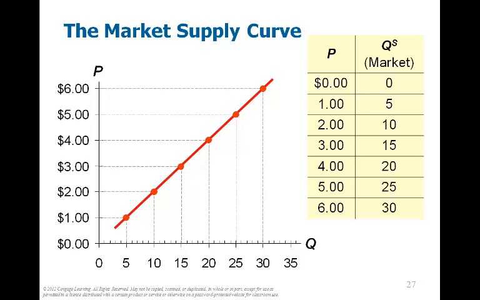So for instance, for this particular market, if the price of lattes were $3, you go over to the supply curve and down, and it shows that 15 would be supplied. Or if the price were $6, you go over to the supply curve and down, and it shows you that 30 would be supplied.